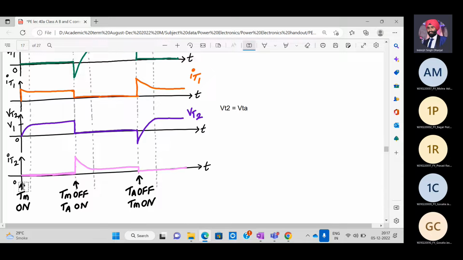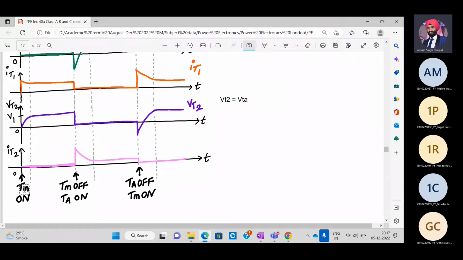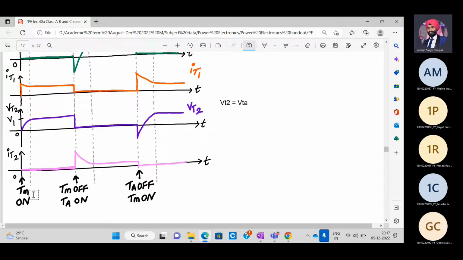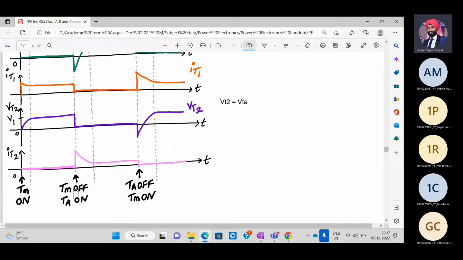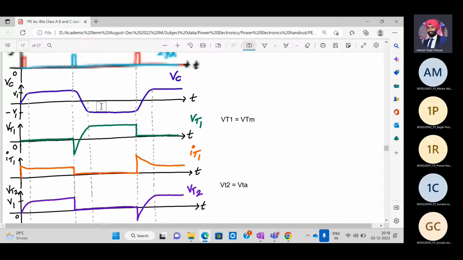And this is the current flowing through the auxiliary SCR. So here we turn on TM, that is the main SCR, right? Here we turn off the main SCR by turning on the auxiliary SCR, and in order to turn off the auxiliary SCR, we'll turn on the main SCR. So this voltage, this VT1 voltage, you can note it down from the equations we have described earlier.